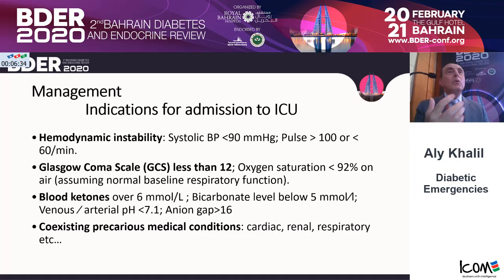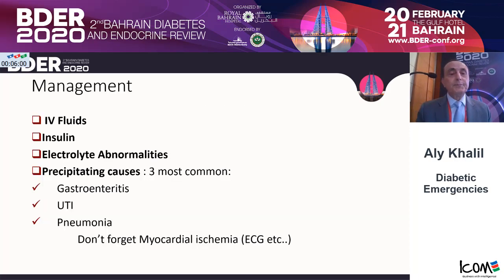Now the management. Once you receive the patient, you have to know who you should manage in the outpatient facility, or who you should admit to the ICU. If your patient is hemodynamically unstable, if the level of consciousness is below a coma scale of 12, if they have very high ketones, low pH, low bicarb, and coexisting medical conditions, those obviously need to be observed in a setting like the ICU or a special observation area.